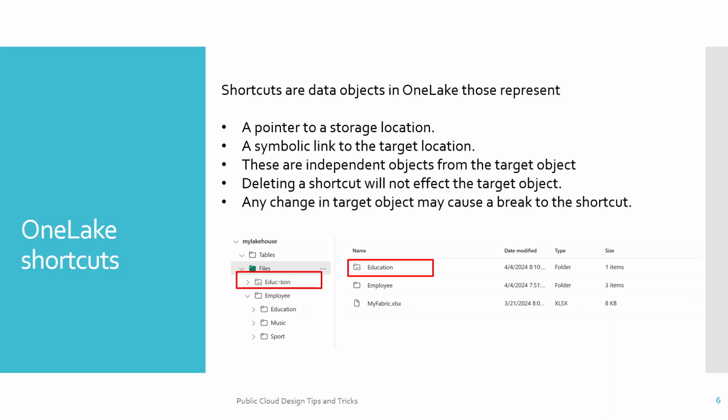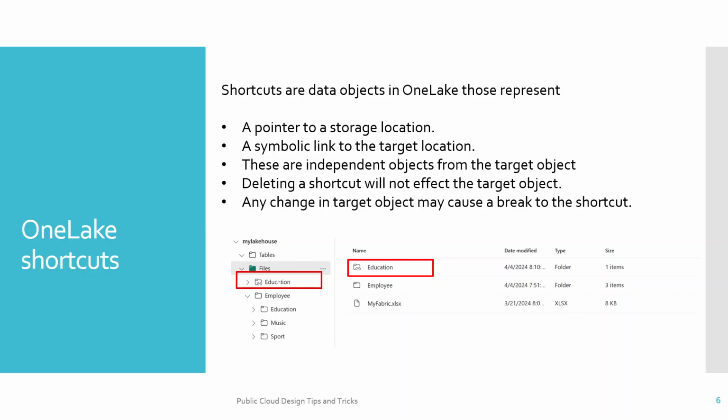Both the target data object and the shortcut object are independent of each other, and once you delete a shortcut, that will not impact the target object. The target object will still be there. The only thing is you are deleting the shortcut. But if you change anything in the target object, then your shortcut will be impacted, because the target object initiates the shortcut object. So that is where it will get impacted.